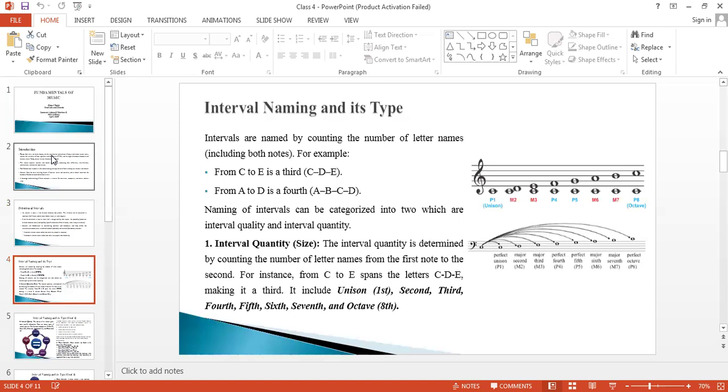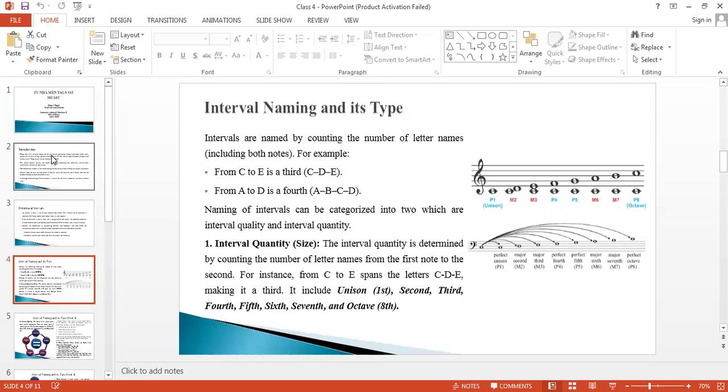And what is it called? Intervals are named by counting the numbers of letter names, including both notes. For example, from C to E is a third. So we say C, D, E, that's the third note. And then from A to D, we can say that's the fourth note. A, B, C, D, which gives it the fourth note. Naming of intervals can be categorized into two, which are the quality and quantity that we talked about.